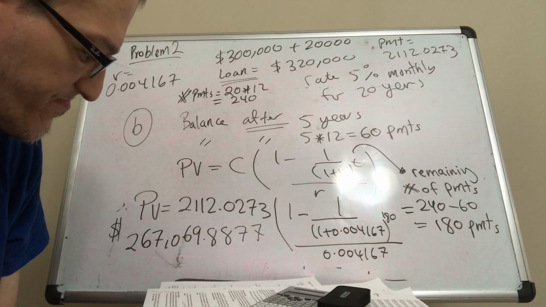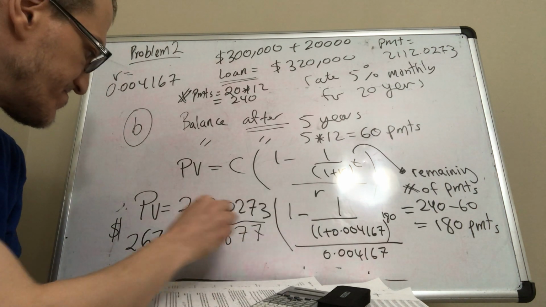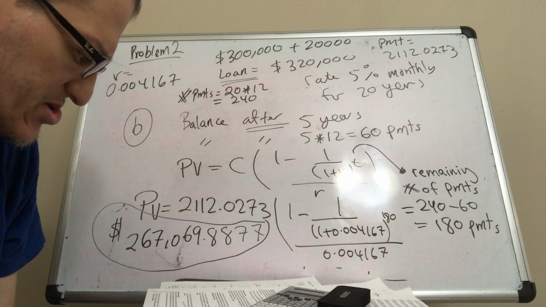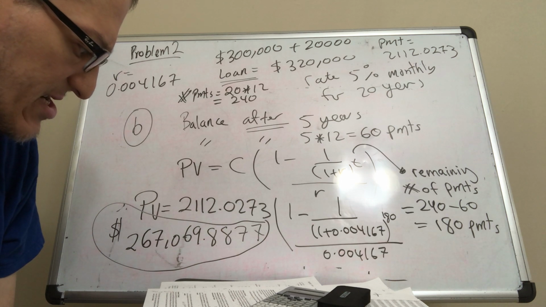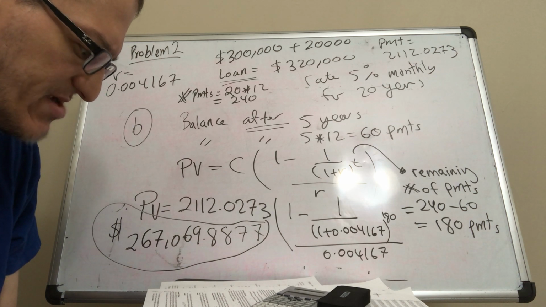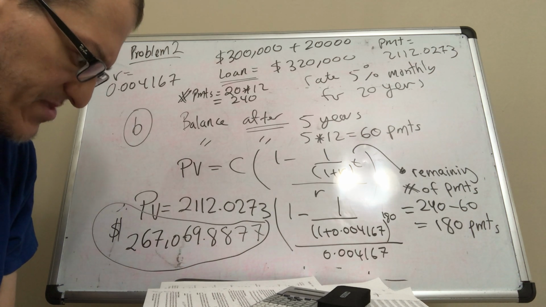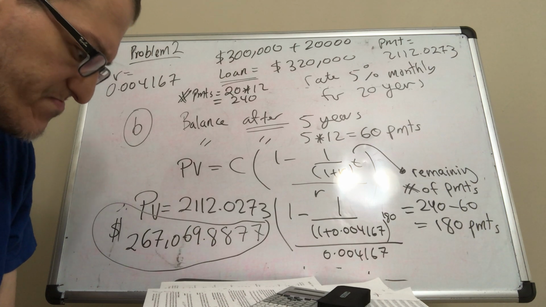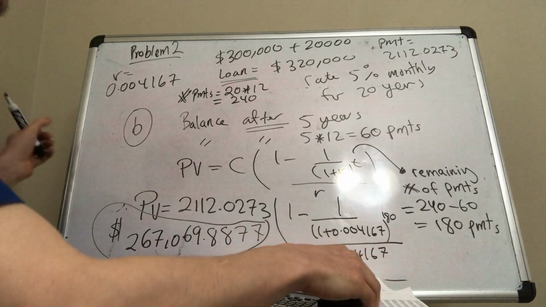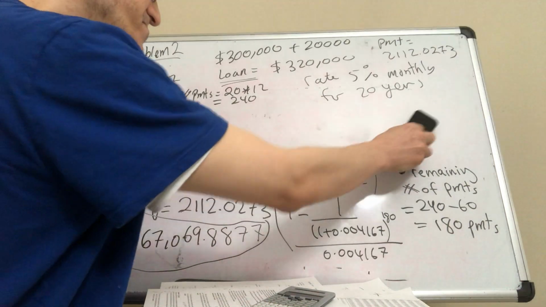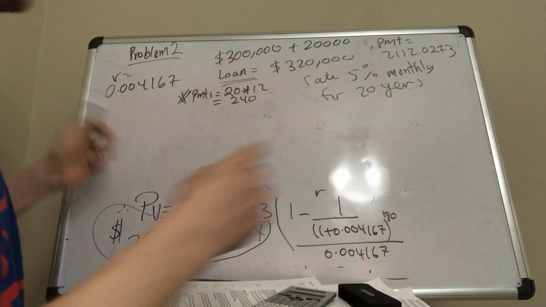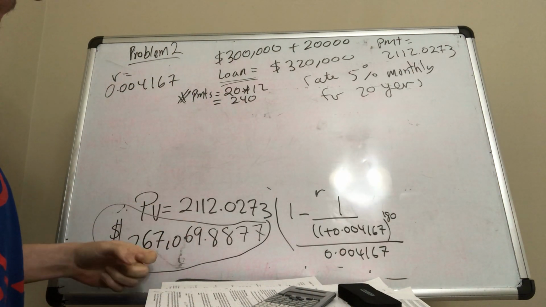Now C. When you go to the bank to renegotiate your loan, interest rates are now 4.75% compounded monthly. If you make the payment to reduce the loan balance for the remaining amortization period, what are the new payments? Okay, so now this is how much we owe the bank.